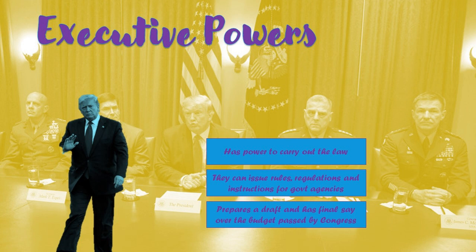One of the examples we've looked at already might involve illegal drug enforcement. If the president is deciding how that law gets carried out, the president can make decisions like prioritize enforcement of marijuana laws, or a president could make a decision like prioritize enforcement of heroin laws. So the decisions that the president makes about how the law gets implemented have huge effects on what the law means for us. The president can also issue rules and regulations and instructions for government agencies.